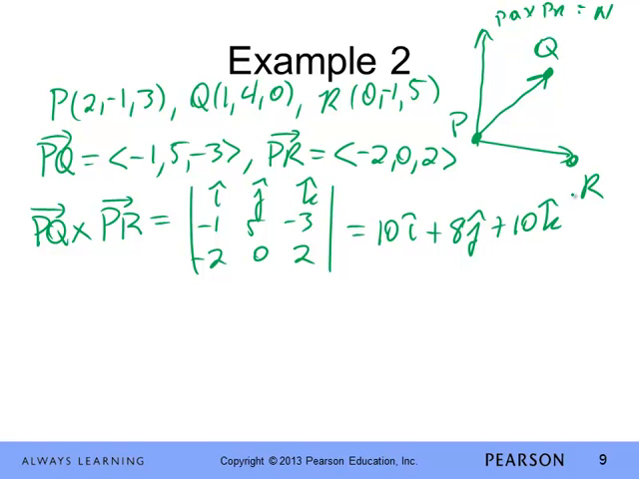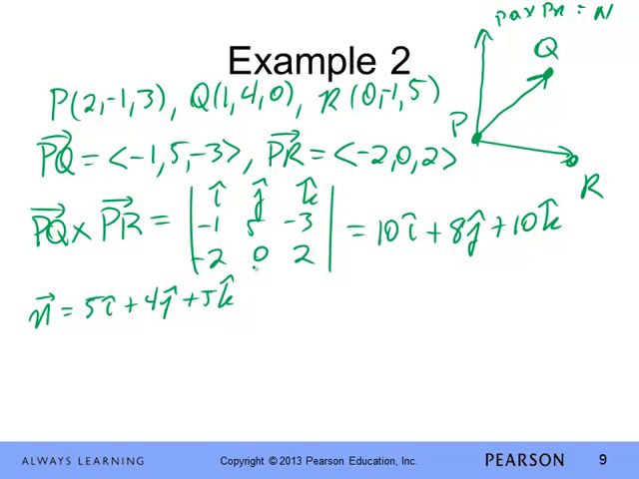Now, any vector that is parallel with this vector can serve as a normal vector. Any normal vector will do. And notice that you have a common factor of 2 there, so if you want, you could divide out the 2 and use 5i hat plus 4j hat plus 5k hat as your normal vector.